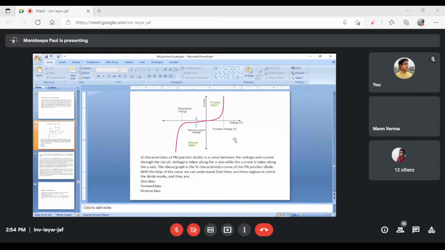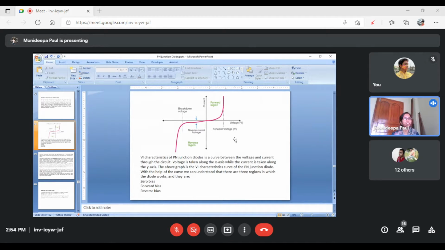Okay, then consider the forward bias. In the forward bias condition, the p side of the semiconducting material is connected to the positive terminal of the external DC supply, and the n side of the semiconducting material is connected to the negative side of the DC supply. Okay. Then what happens?